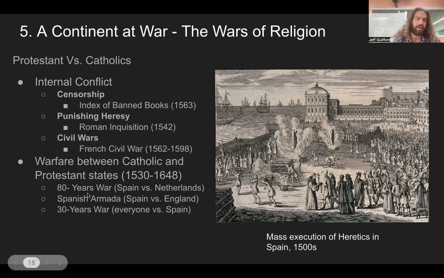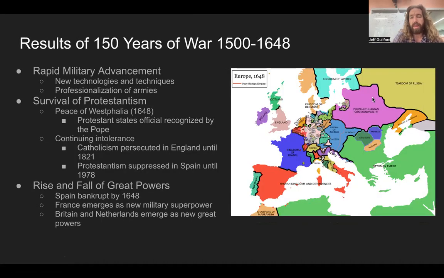So three big wars that happen are the 80 Years' War between Catholic Spain and the Protestant Netherlands, the defeat of the Spanish Armada, in which Spain attempts to invade England and England defeats the Armada and survives. And then the 30 Years' War, where basically everybody in Europe piles up against Spain. This is largely a Protestant versus Catholic thing, but one weird thing that happens is that France actually switches sides and fights with all of the Protestants against Spain in order to crush them. That is kind of an overview of the different causes of warfare during this time period.